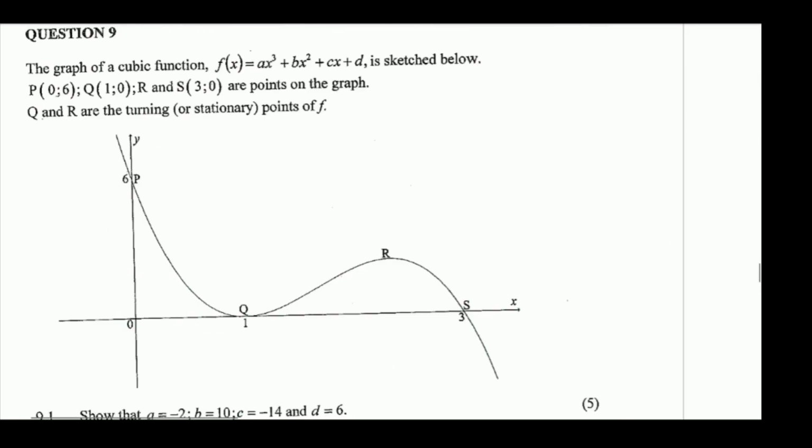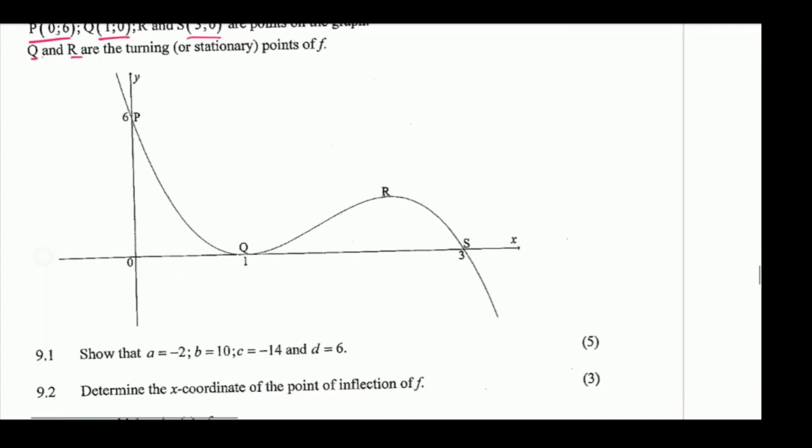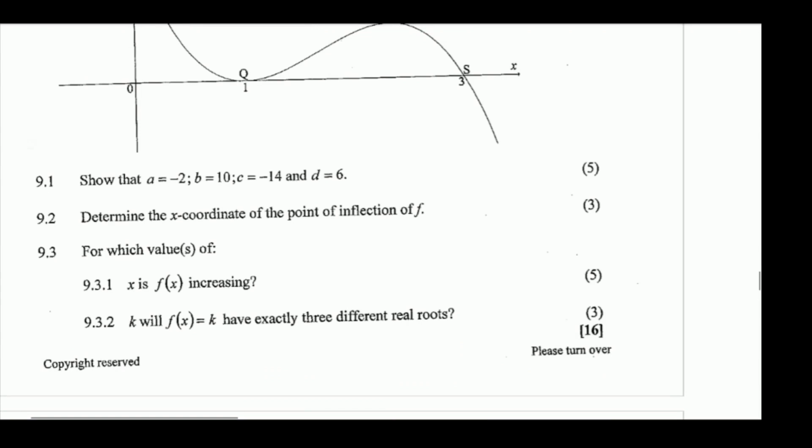So this is question 9. We are given a cubic function f of x equals ax cubed plus bx squared plus cx plus d, and we have a point of our x-intercept and our y-intercept here, and we are told that q and r are turning points of f. So this is the graph below here that we're given, and in 9.1 we are asked to find the values of a, b, c, and d.